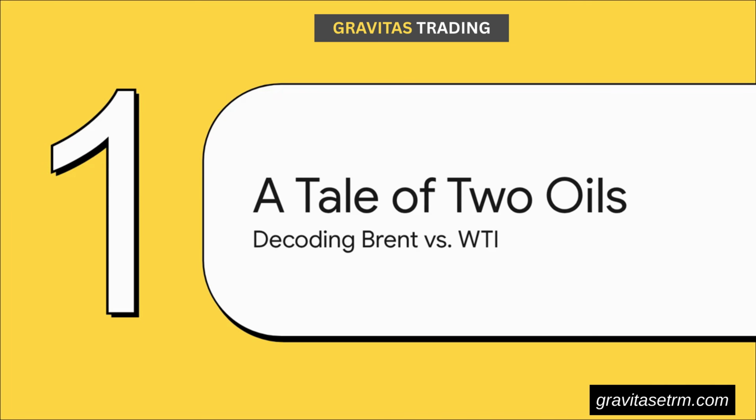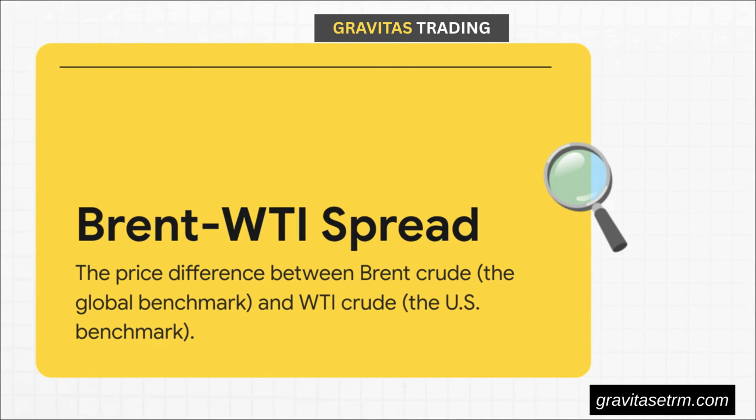So, to get to the bottom of this, we need to properly introduce our two main characters. Think of this as a tale of two oils, Brent Crude and West Texas Intermediate, or as you'll pretty much always hear it called, WTI. And that price difference? It actually has a formal name, the Brent WTI Spread. It's just the gap between the price of Brent, which the whole world watches as the global benchmark, and WTI, which is the big one for the US market. Believe me, traders watch this number just as closely as they watch the price of oil itself.